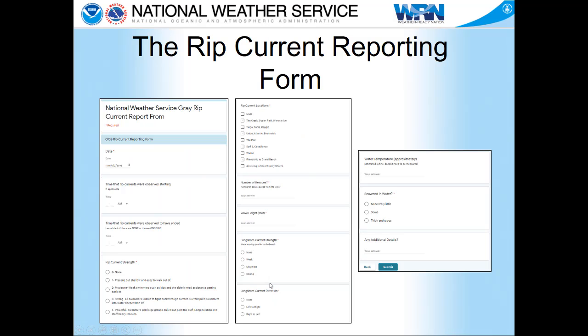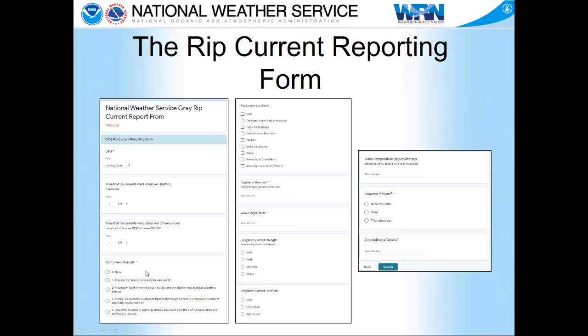And then as you go forward on the form, you pick the date, and then also what time the rip current started, if applicable. If they've been going on all day, then it's not applicable and it can be left blank. And we also have what time the rip currents were observed to have ended. This can be left blank if they haven't ended or they're still ongoing. And if they haven't ended, it would be because there are no rip currents.